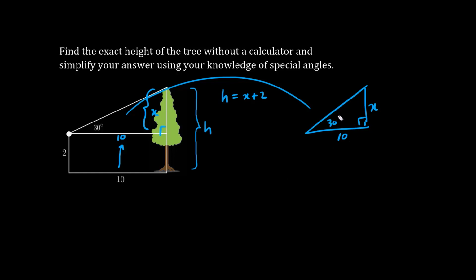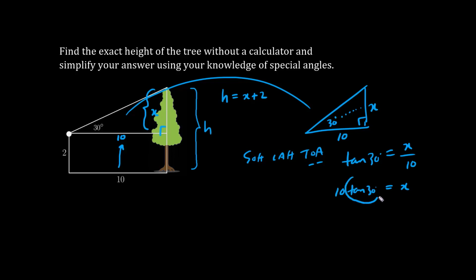Let's use SOHCAHTOA. We have the angle 30, and we're interested in opposite and adjacent, so we'll use tan. Tan 30 degrees equals opposite over adjacent. Multiplying both sides by 10, we have x equals 10 tan 30. And here we know what tan 30 is. It's special.